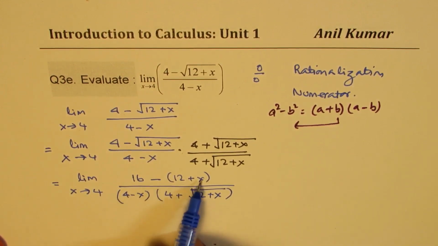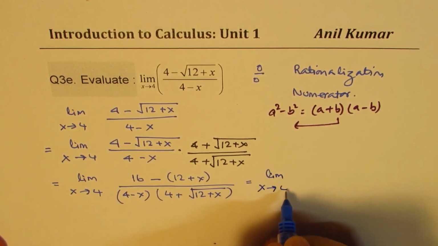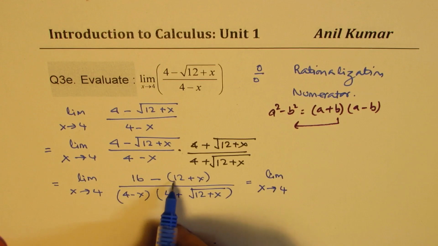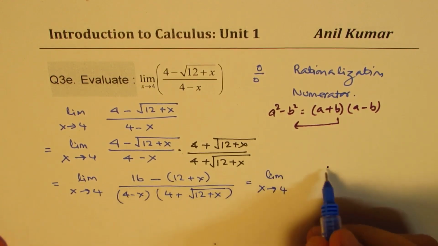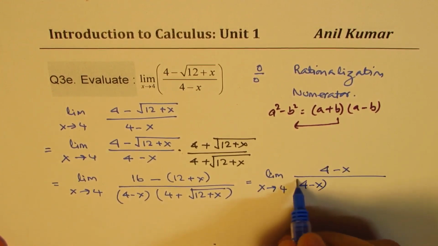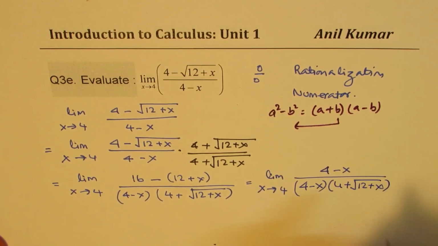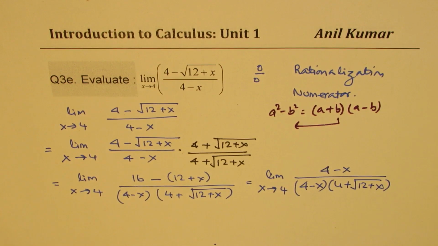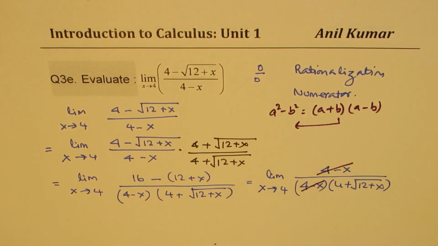Now, let's simplify the numerator. We get the limit as x approaches 4, and 16 minus 12 is 4, so we get 4 minus x in the numerator, divided by 4 minus x, which is a factor that can now be cancelled. That was the idea. Since it was 0 over 0, we knew there is a common factor, which is 4 minus x or x minus 4, so it could be cancelled. Rationalization helped us to do it.